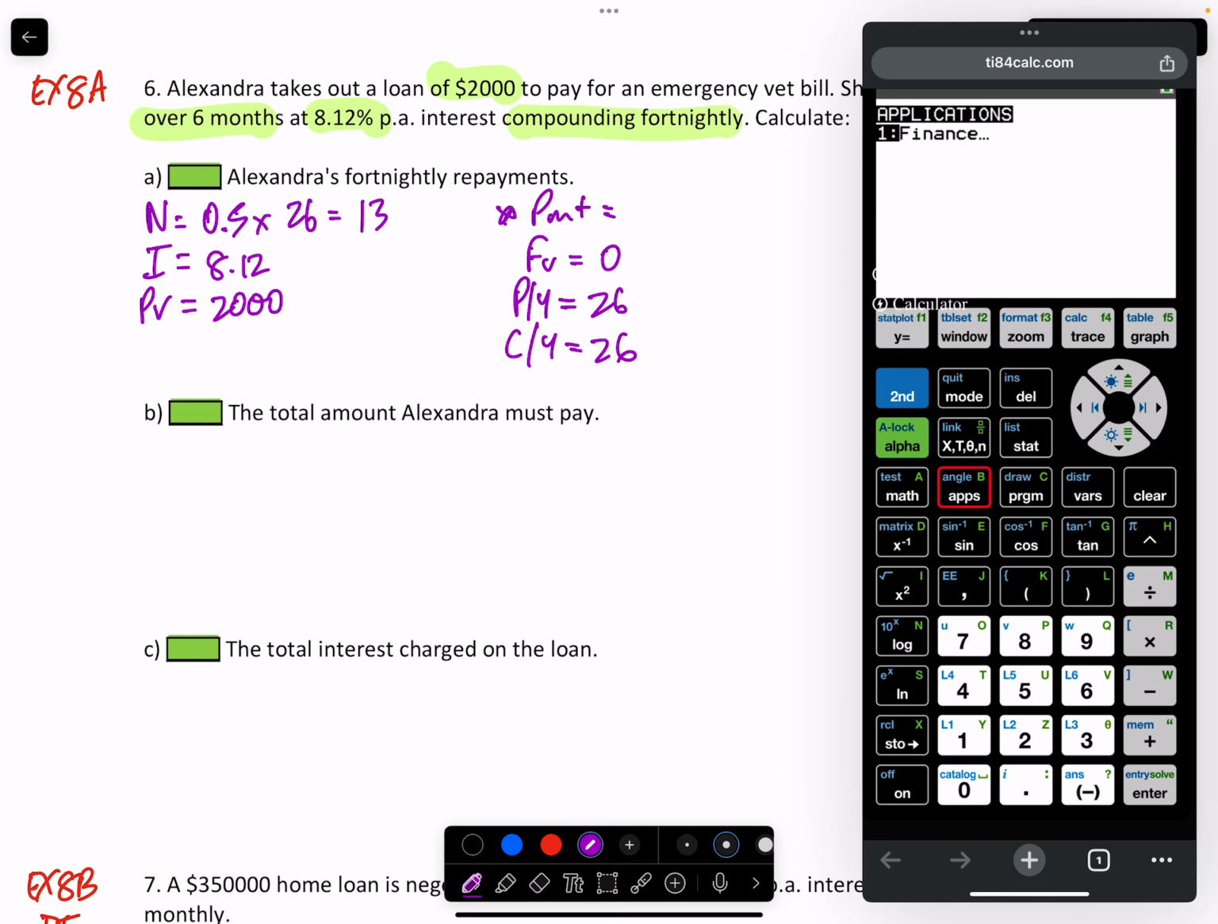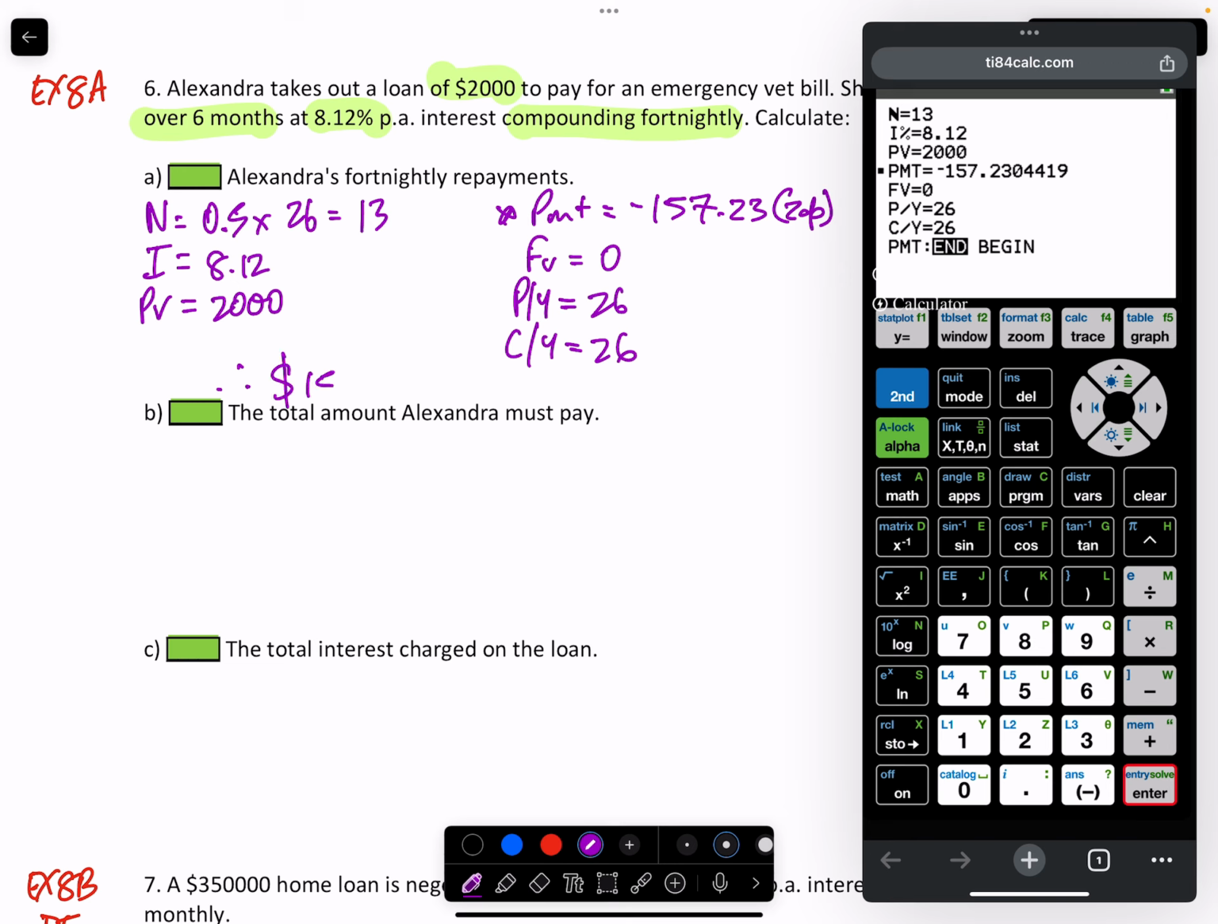Apps, finance, TVM, 13, 8.12, $2,000, 26, 26, alpha, enter. That tells me negative $157.23 to 2DP. Therefore, $157.23 fortnightly.